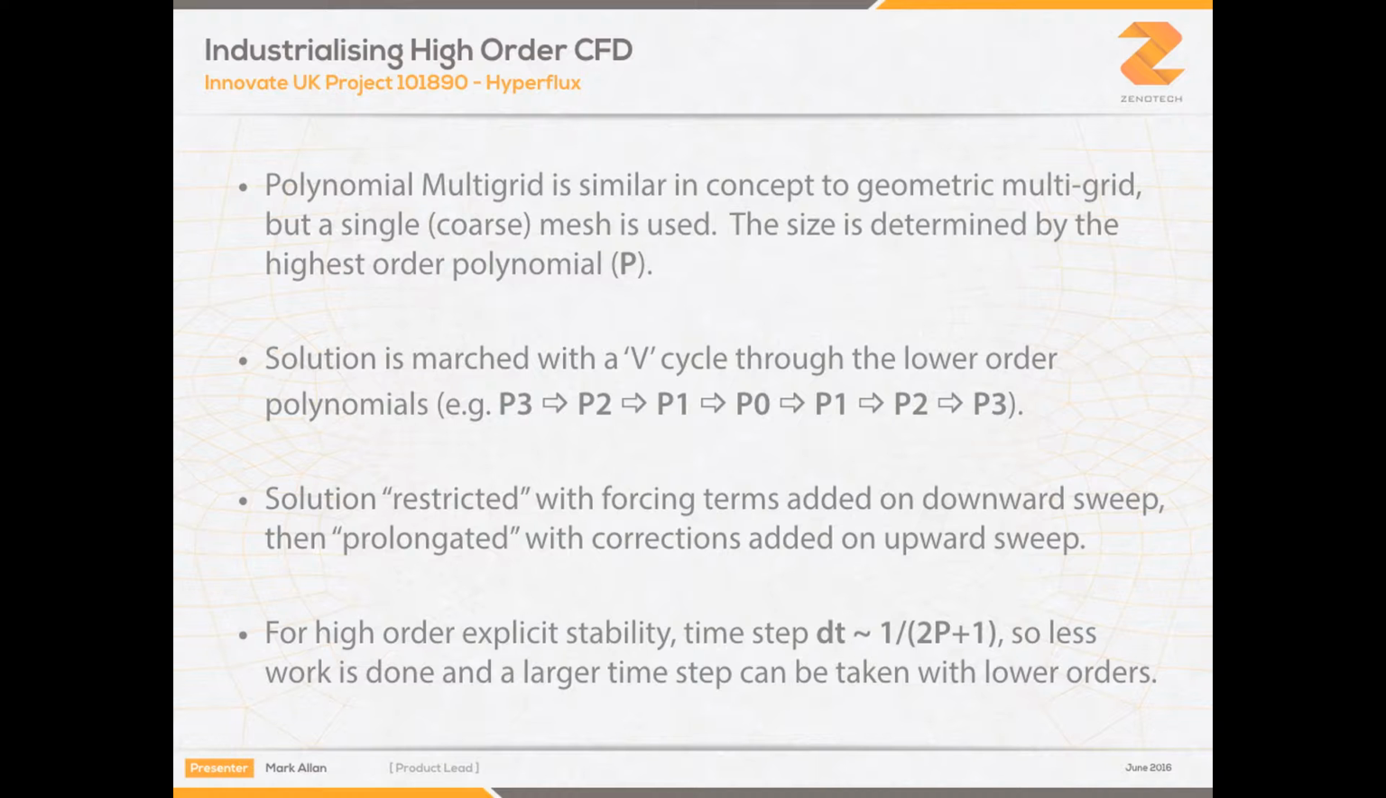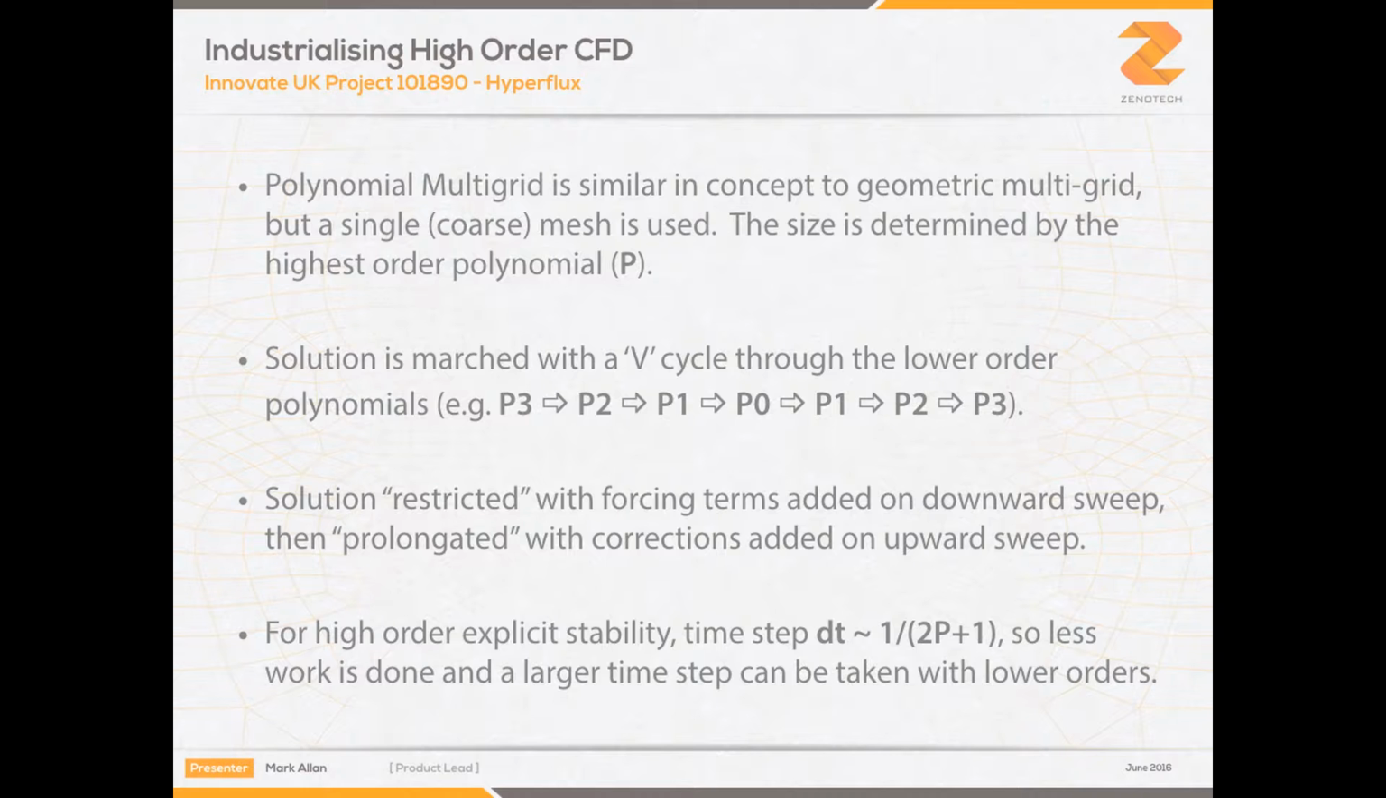So the solution is marched with a V-cycle, so we start off with the highest order, and we march the solution in time at the highest order, and then we restrict the solution to a lower level, add some forcing terms, and so on until we get to the lowest level. Once we're at this lowest level, we can then prolongate these corrections back up until we finally get to the highest polynomial order. And this is a very similar concept to that that's used for geometric multigrid.